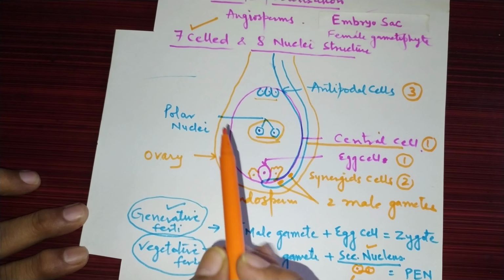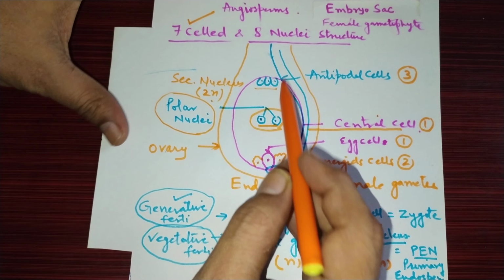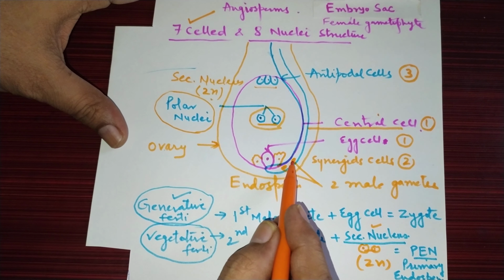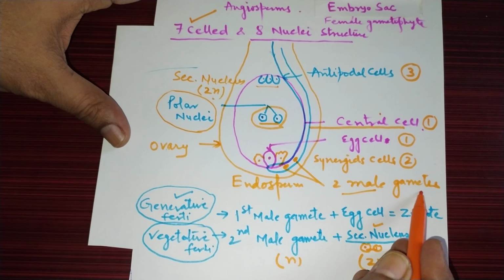As you know, this embryo sac is present inside the ovary, and in this ovary the pollen tube enters with its 2 male gametes. 2 male gametes in the pollen tube. So if it is asked how many male gametes are there in the pollen tube, you will say 2 male gametes. Now what happens? Let's see.